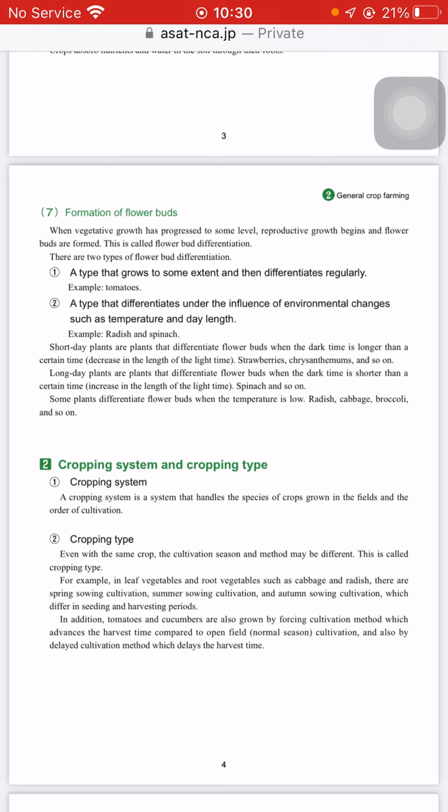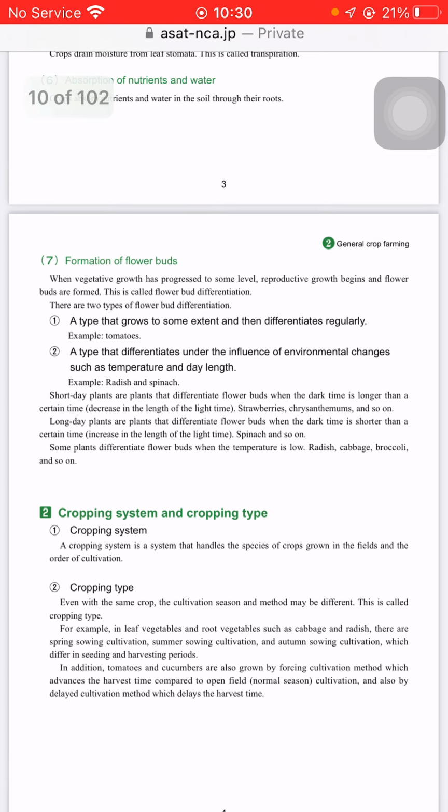Crop system, cropping system and cropping type. Okay.